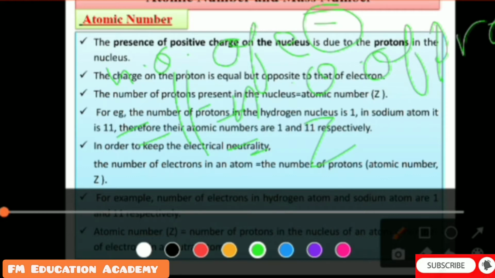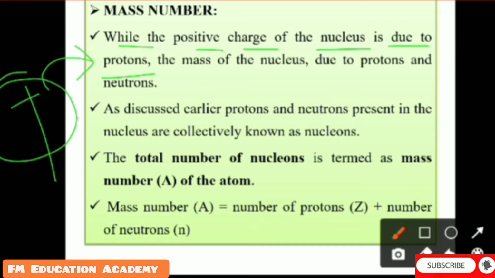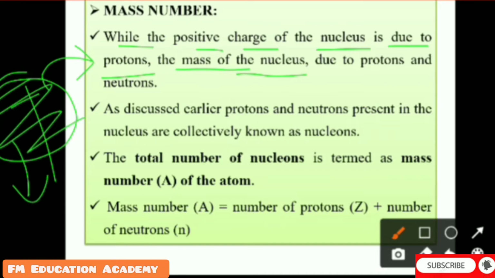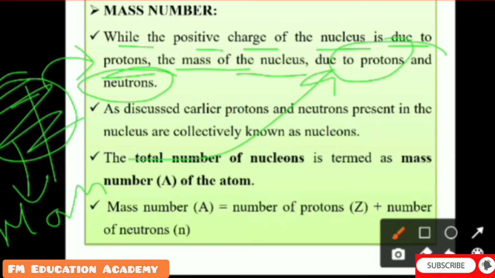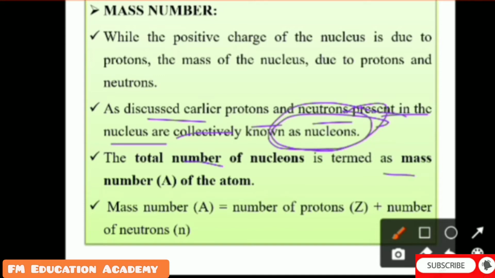Now let us go to mass number. So what is mass number? The positive charge of the nucleus is due to protons, we said, right? Why is the nucleus getting positive charge? Due to protons. But the mass of the nucleus, how much weight the nucleus has, will be due to both protons and neutrons. So the mass of the nucleus is due to protons and due to neutrons. As we discussed earlier, protons and neutrons present in the nucleus are collectively known as nucleons.